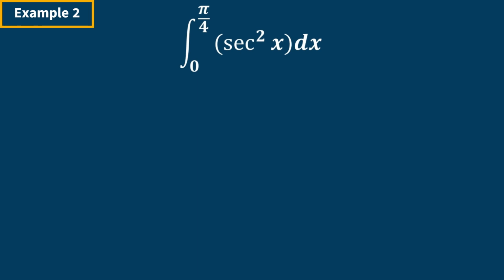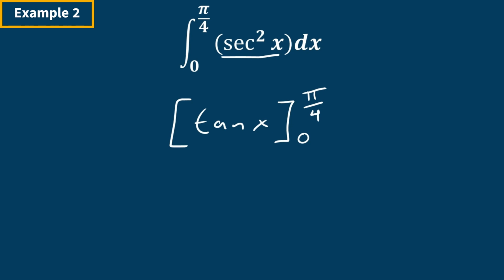Example number 2. We want to find the integral of secant squared with our interval going from 0 to pi over 4. This might look complicated, but if you were to look at your formulas, the integral of secant squared is just tan of x. So our integral becomes tan x, and our interval is from 0 to pi over 4. Now all we do is solve this. So our b value, which is the pi over 4, goes first. That's our f of b.